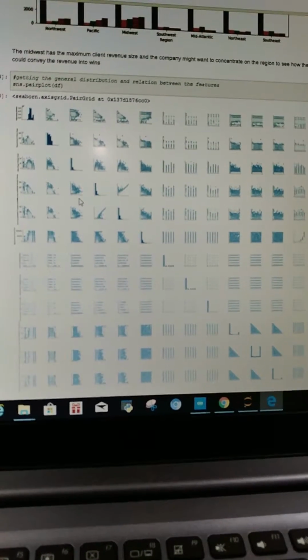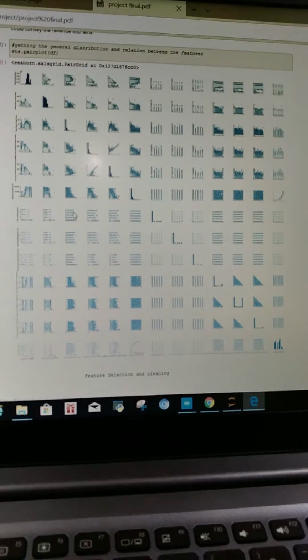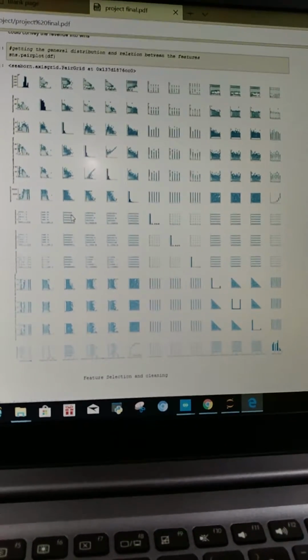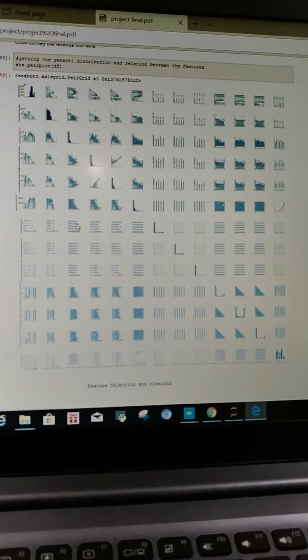And then the next thing I'm doing is to plot the pair plot of the entire data frame, so that you can have a general distribution of the data. This might be very important to look at how the data is distributed, so you can see some of the data that is highly related. This is just one thing that we would like to do to understand the distribution of the data.